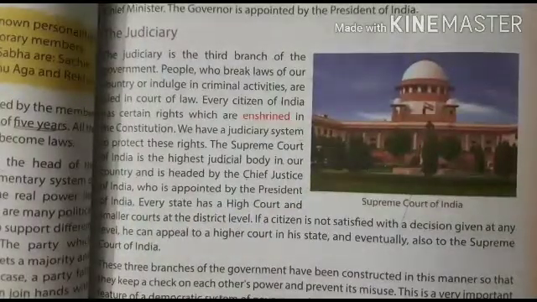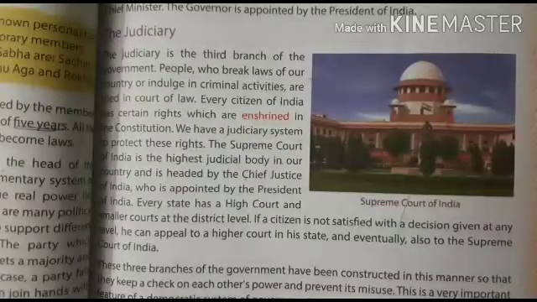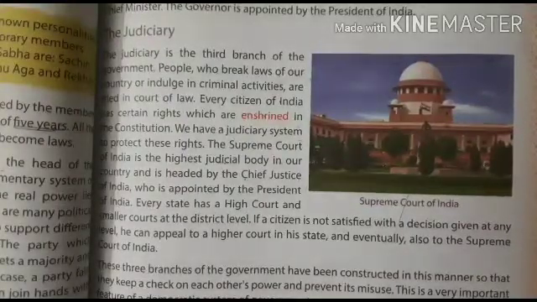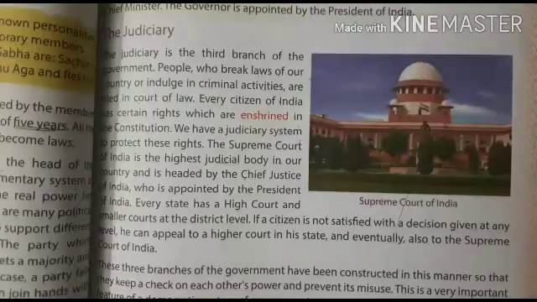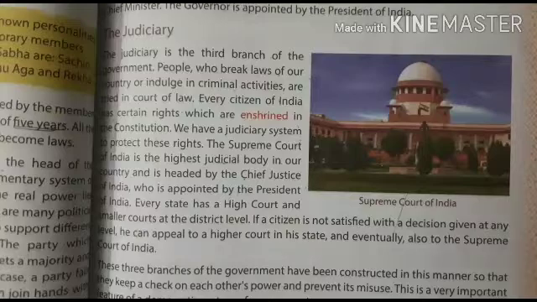Now, what happened in the judiciary system? Judiciary, as you know, is the third branch of the government. Here, the people who break laws of our country or get involved in any criminal activities. What are the criminal activities? Robbery, killing, any kind of such things. If they get involved in such cases, they are tried in the court of law.